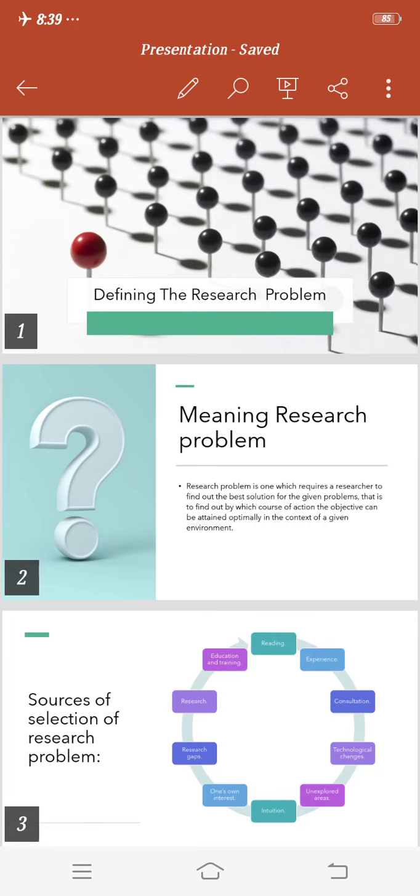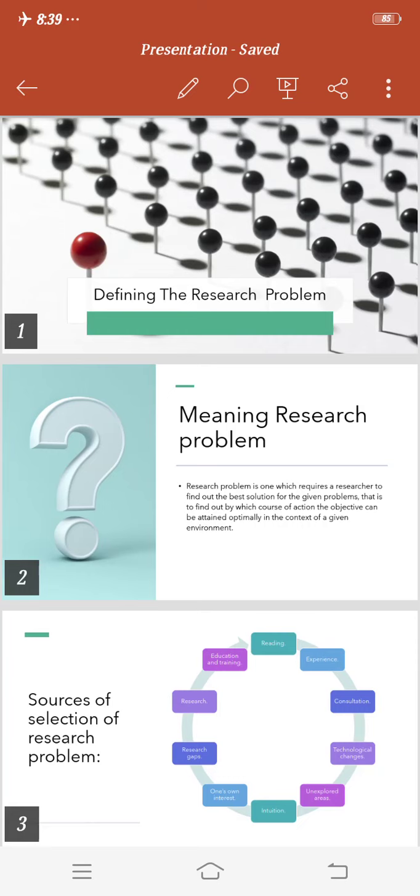Next one is one's own interest. Here, sometimes a researcher may select a problem for investigation from a given area in which he has a considerable interest. So his own interest brings a thought to do the research. Next one is research gap. Here, another way of choosing the research problem is to identify the gap existing in the field of research.